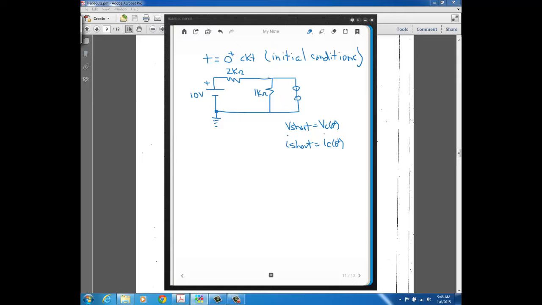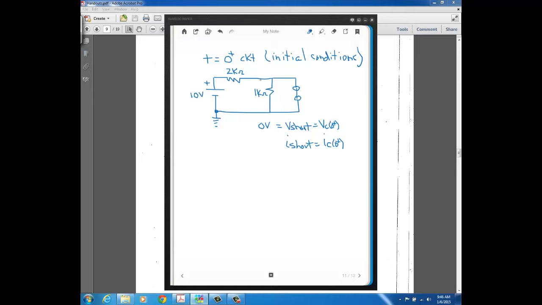So the easy one, or what should be the easy one, is that a voltage across a short by definition is just 0 volts. So you see that's the answer for the voltage across the capacitor at t equals 0 plus, it's just 0.